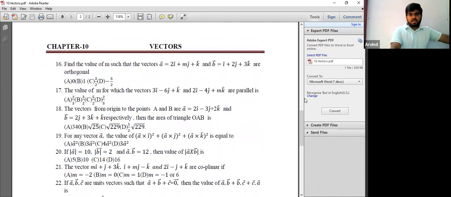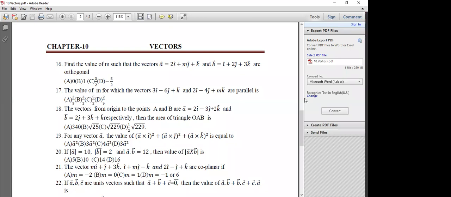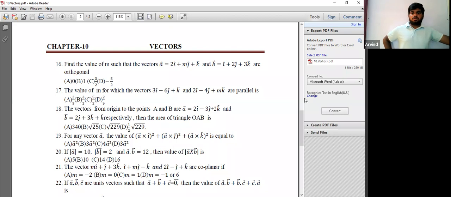Find the value of m such that the vectors are orthogonal, perpendicular. So perpendicular means dot product is 0. A dot B is equal to 0. Using our condition, you just find the value of m. 2 into 1 is 2, m into 2 is 2m, 1 into minus 5 by 2. 2 plus 2m plus 3. Okay, 2m plus 5 is equal to 0, m is equal to minus 5 by 2. That's correct. So perpendicular or orthogonal, same thing. Orthogonal means the dot product is 0.